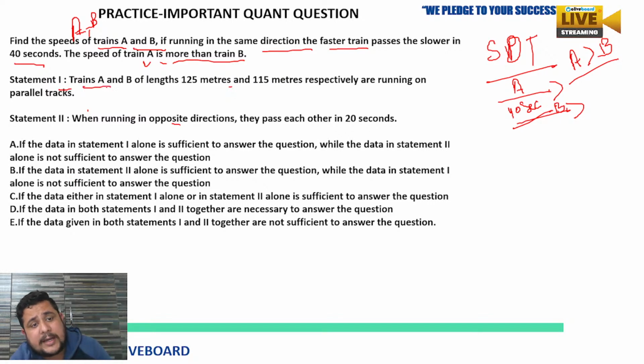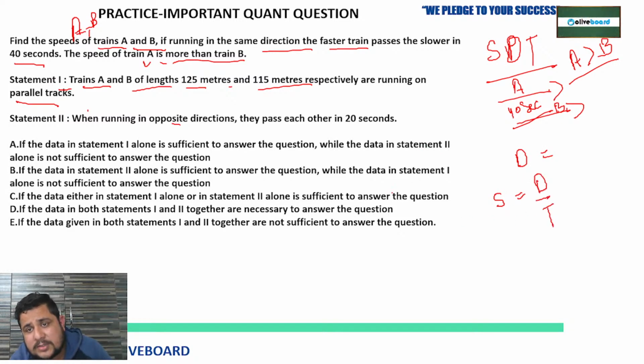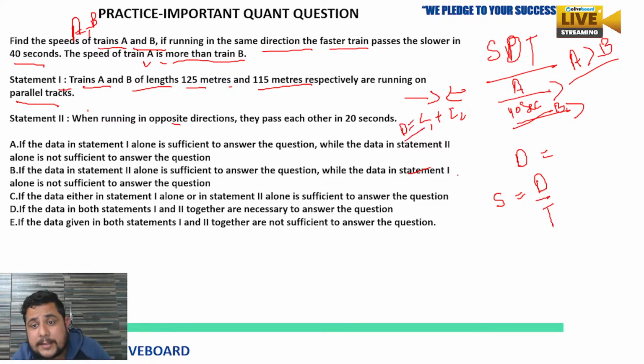Statement 1. Trains A and B of length 125 meter and 115 meter respectively are running on parallel tracks. This is what we actually needed. If we need to find the speed, we need distance and time. Time is given, and now we need the distance. If two trains are crossing each other, the sum of their lengths, L1 and L2, will be the distance. From statement 1, we are getting 125 meter and 115 meter, but nothing else is given. So we are getting the distance.